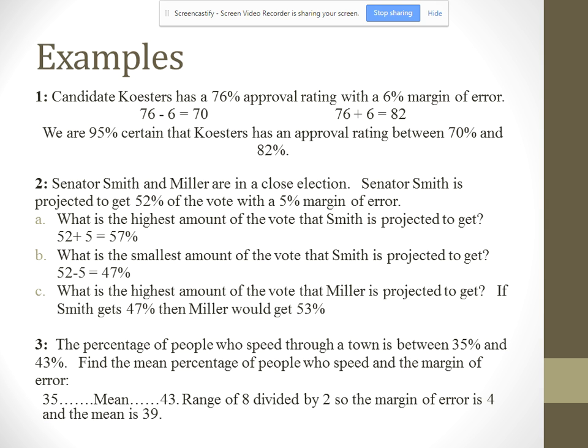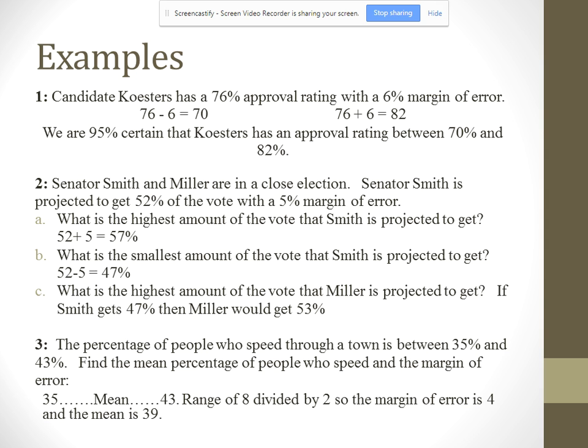Part C says, what's the highest amount of the vote that Miller is projected to get? His highest amount would come from Smith getting his lowest amount. Smith's lowest amount is 47%. So in that case, the highest Miller could get is 53%.